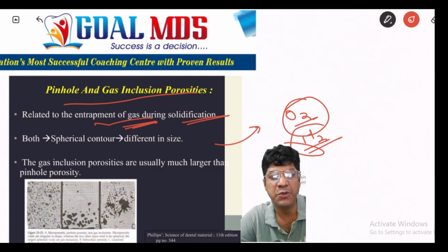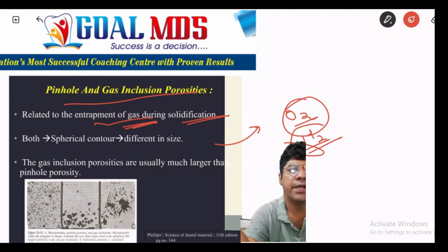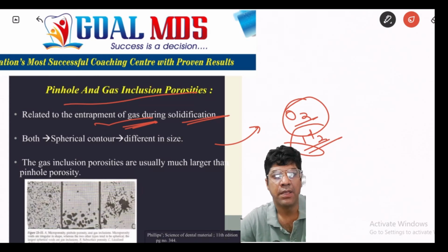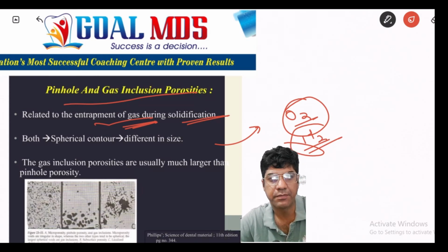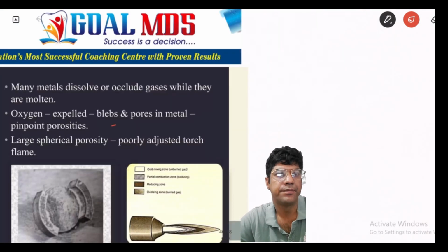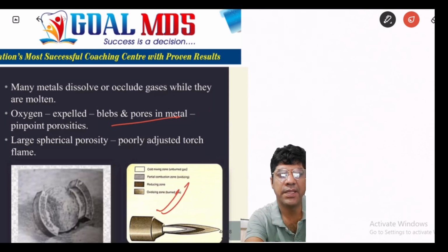Other is the gas inclusion porosity, that is characterized by large spherical voids in the casting compared to the pinhole. So compared to pinhole, the gas inclusion, they are large spherical voids. So that is caused by gases that are mechanically trapped by molten metal in the mold, or the improper use of the flame zone. So both these types of porosity can weaken the casting and affect their quality.